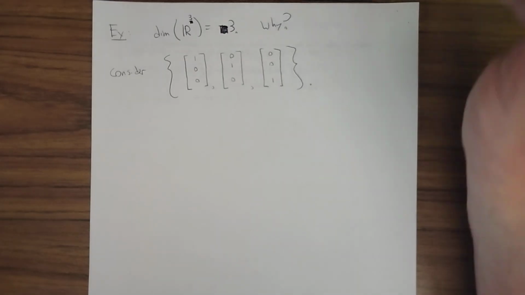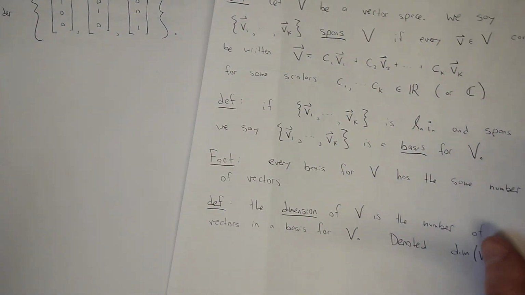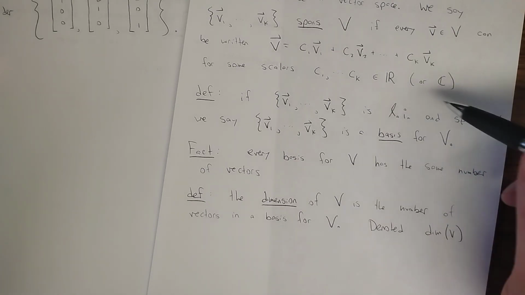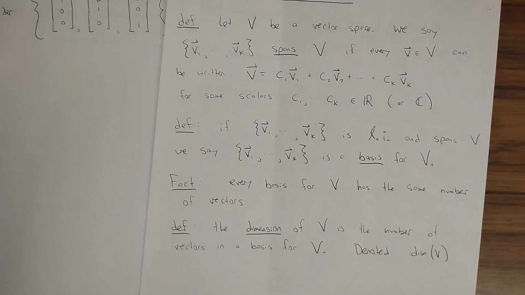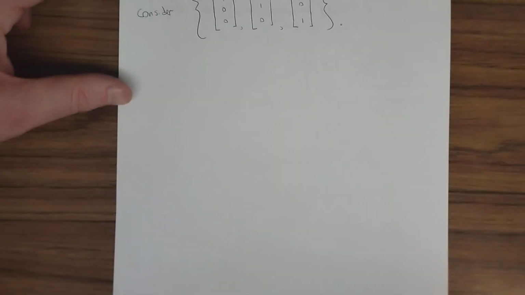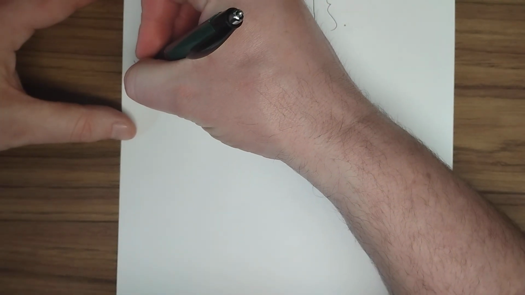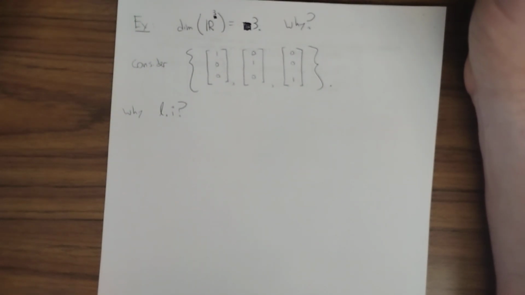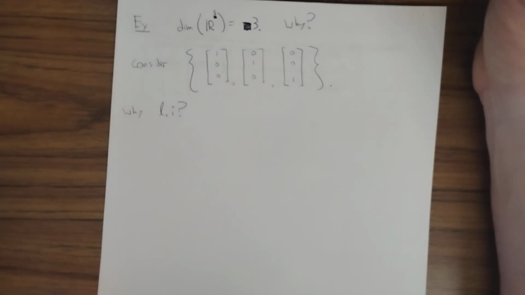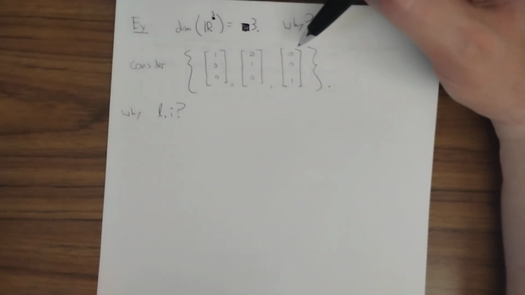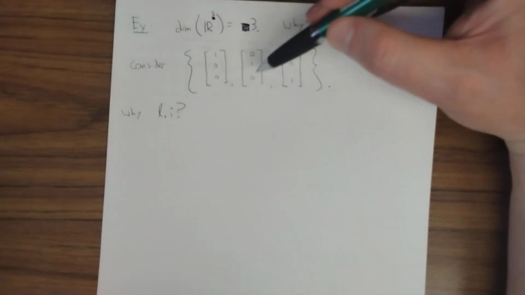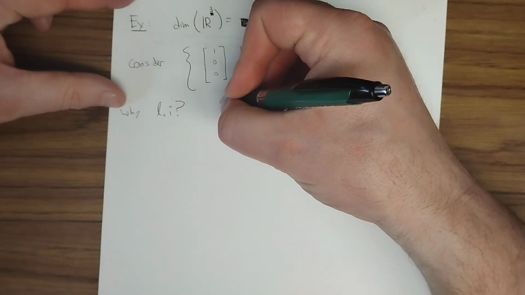In order to be considered a basis, remember that it needs 2 things. It needs to be linearly independent, and it needs to span V. So let's check those. Why is it linearly independent? Well, we have the shortcut we learned last time to check whether three vectors in R3 are linearly independent, which is to just take the determinant of the matrix that I get by sticking these three things in a matrix.